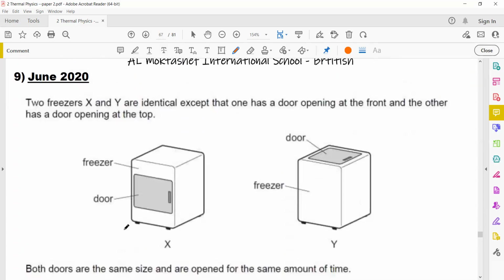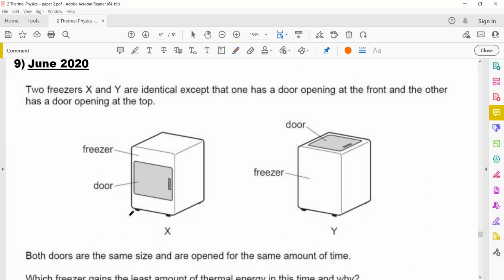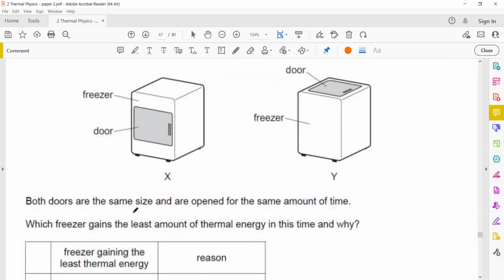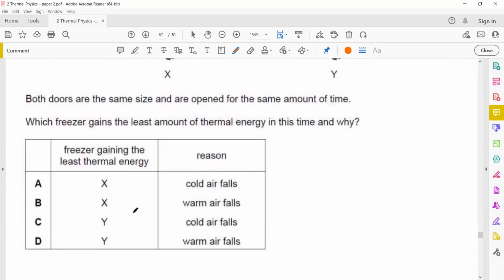In question number 9, two freezers, X and Y, are identical, except that one has a door opening at the front, and the other has a door opening at the top. Both doors are the same size and are opened for the same amount of time. Which freezer gains the least amount of thermal energy in this time, and why?